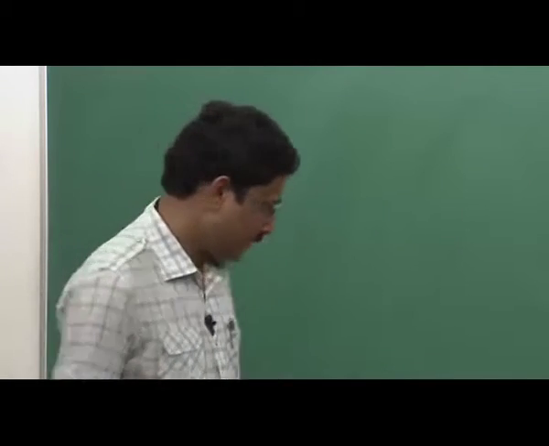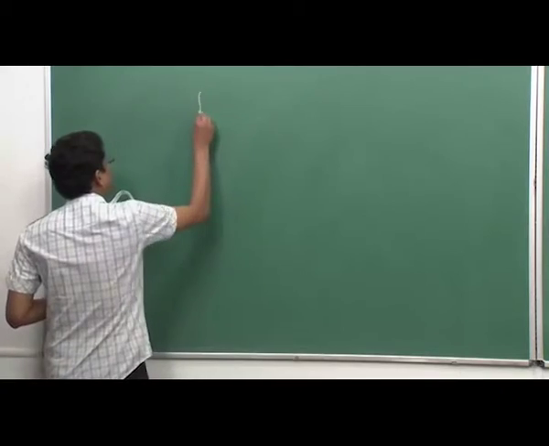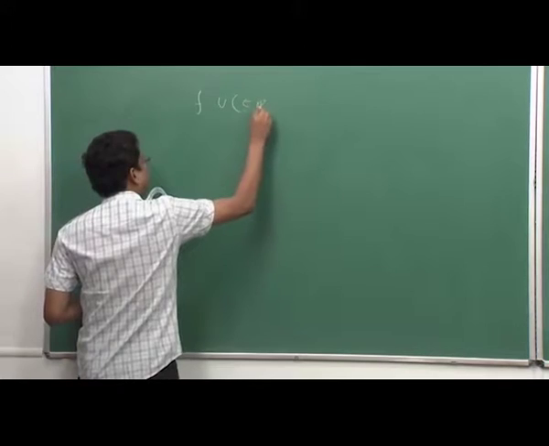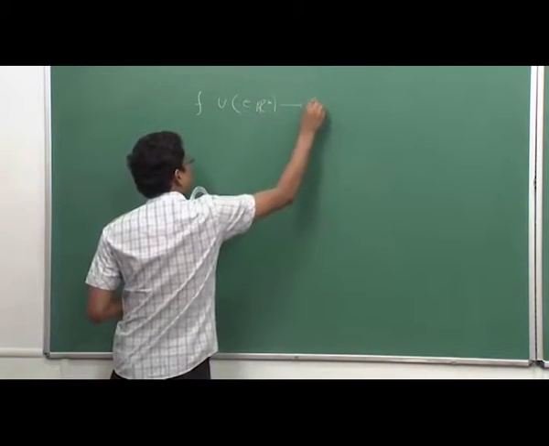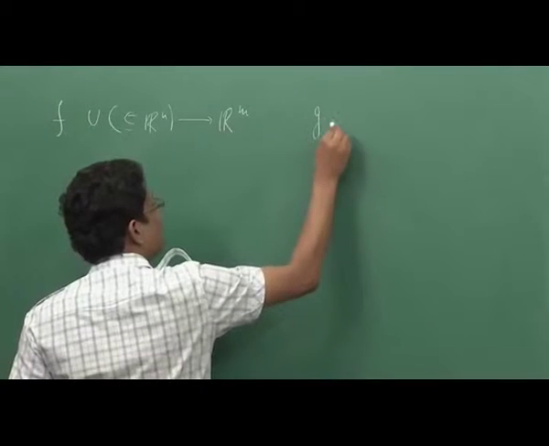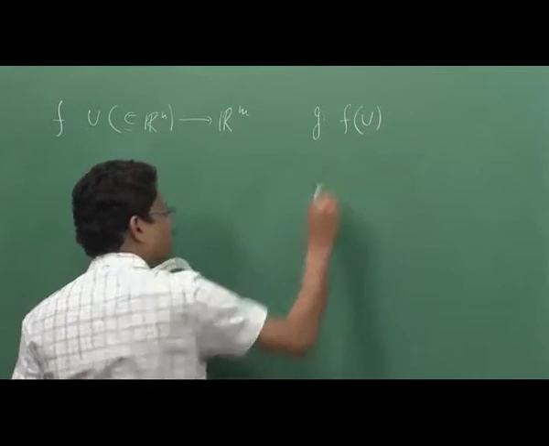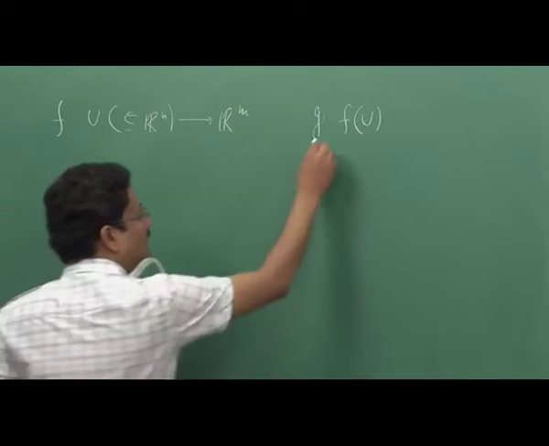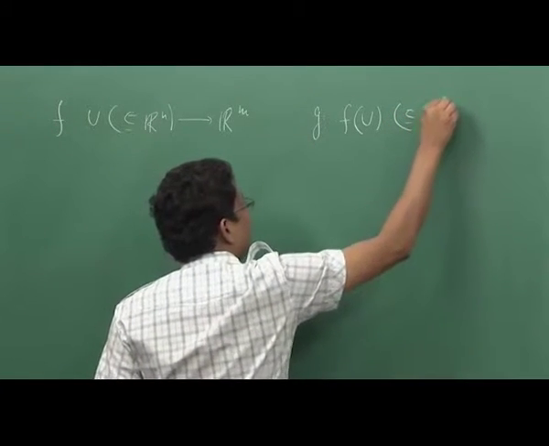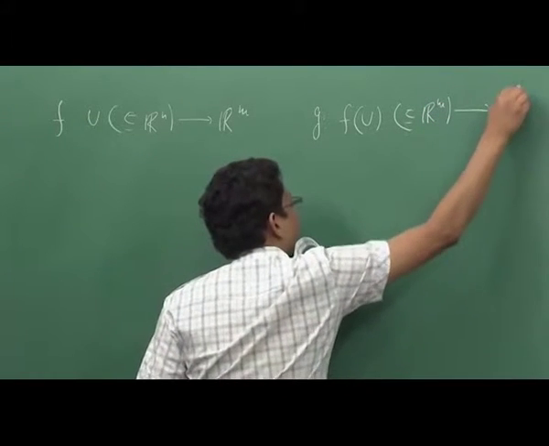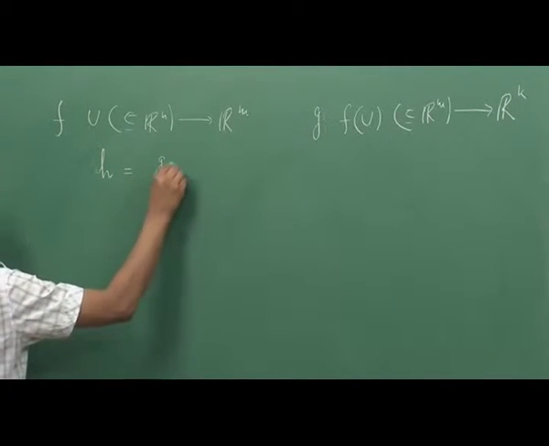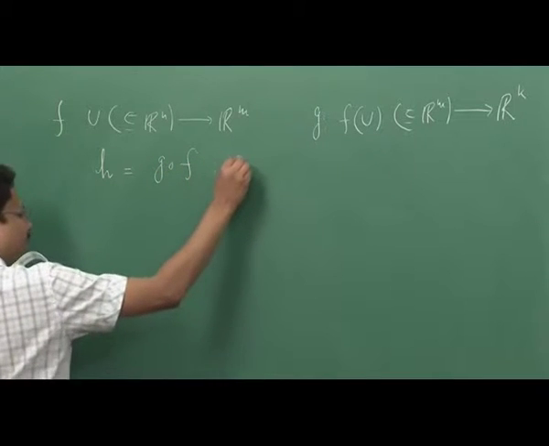Actually, the chain rule says that if I have functions, let us say f from U in R^n to R^m, and g is a function of f(U), which is in R^m, to R^k, then I can define this function h, which is g composed with f. This is from U to R^k.